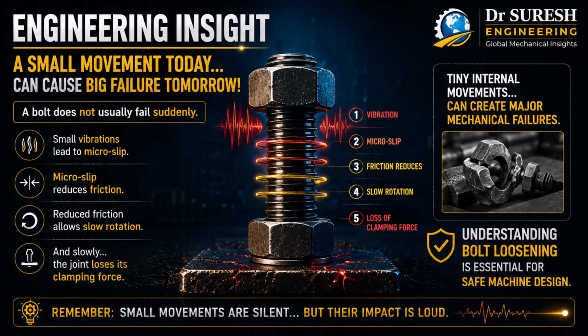That is why bolt loosening is not just a maintenance issue, it is a machine design challenge. In critical systems, even a small loose joint can lead to vibration growth, component damage, unexpected shutdown, or catastrophic failure. Understanding these hidden mechanisms helps engineers design safer, stronger, and more reliable machines. Because in engineering, small movements may be silent, but their impact can be very loud.